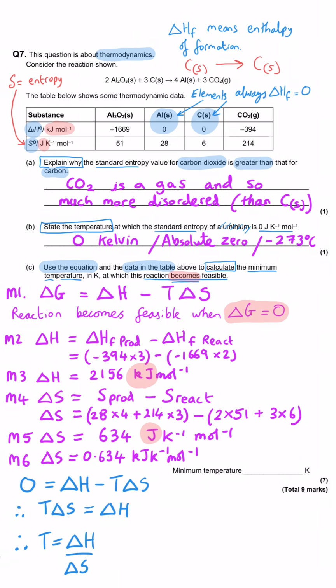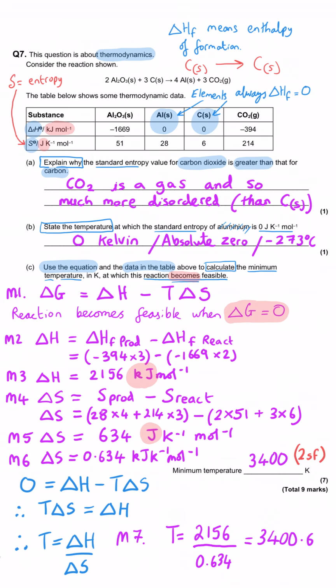And then last of all, we need to calculate our temperature. So we can put in our enthalpy change exactly as it was, 2,156 kilojoules per mole, divided by our entropy, now in kilojoules per Kelvin per mole, of 0.634. And we get a final answer to two significant figures of 3,400, or it comes out to maybe 3,401 Kelvin for a little bit more accuracy. And that's what we need to do for our 7 marks.